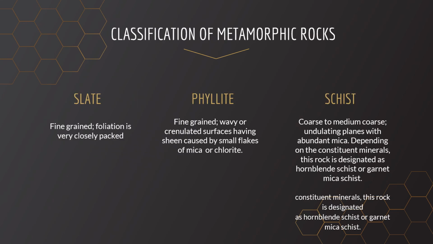We have slate, which is fine-grained, and foliation is very closely packed. We have phyllite, which is fine-grained, with wavy or crenulated surfaces having sheen caused by small flakes of mica or chlorite. We have schist, which is coarse to medium coarse and has undulating planes with abundant mica. Depending on the constituent minerals, this rock is designated as hornblende schist or garnet mica schist.